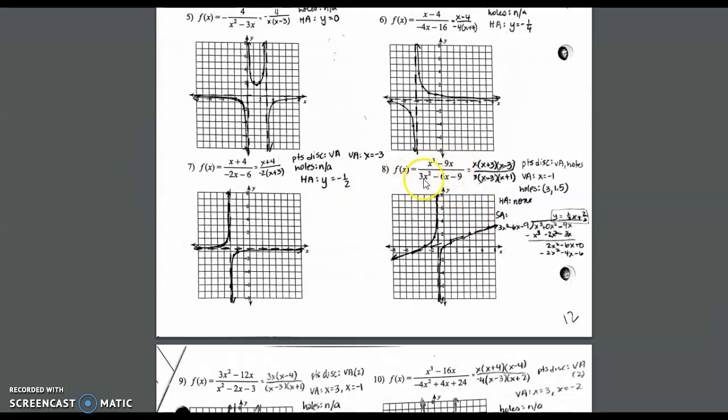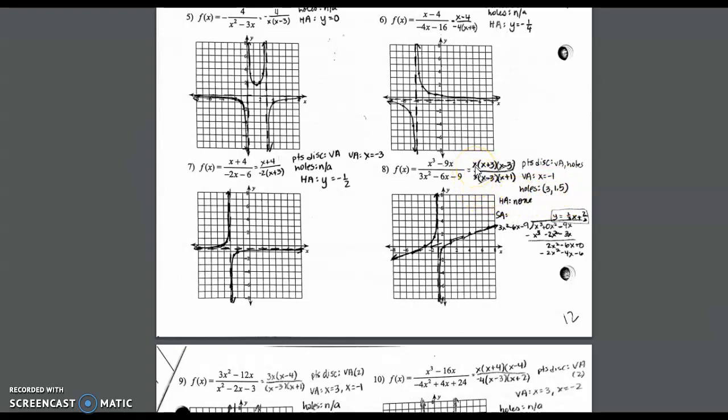So again, factor, and this one's also a good one to go over because it has a slant asymptote and not a horizontal asymptote. But we factor the numerator and factor the denominator completely, and we can see that we have this matching set of factors that cancels out. That's what creates a hole. So the factor set equal to 0 will give us the x-coordinate of our hole, and I get the y-coordinate by plugging the 3 into my simplified fraction.